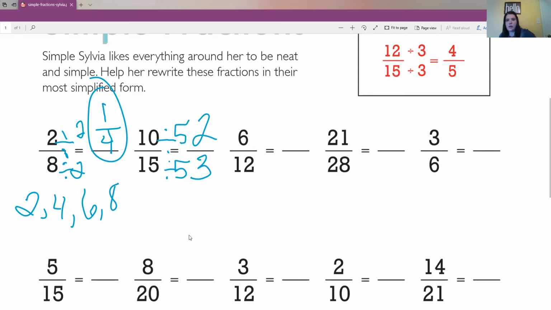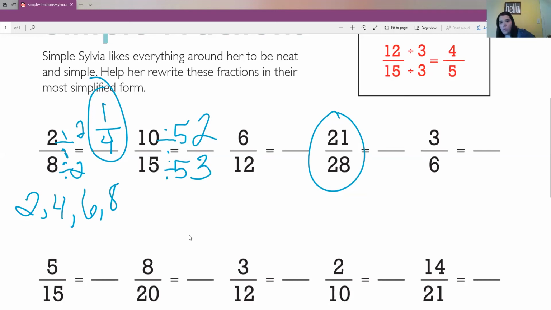But let's look at this one over here. Let's look at 21/28. That one's going to work a little different because now we kind of have to think, what is a number that you can multiply to get 21 and 28? So I'll give you a hint for this one. This one is 7. So 7 times 3 is 21, and then 7 times 4 is 28.